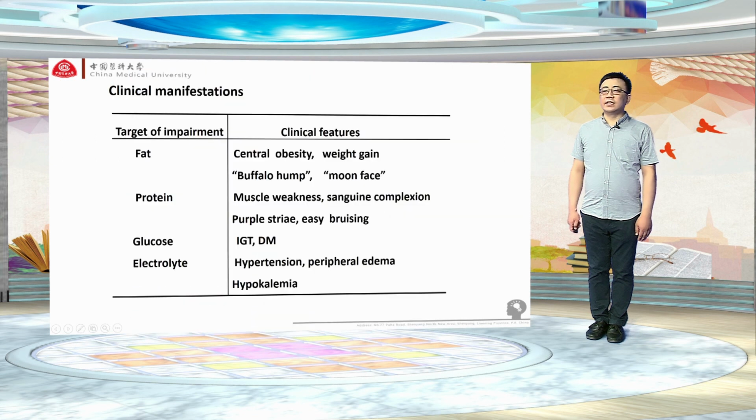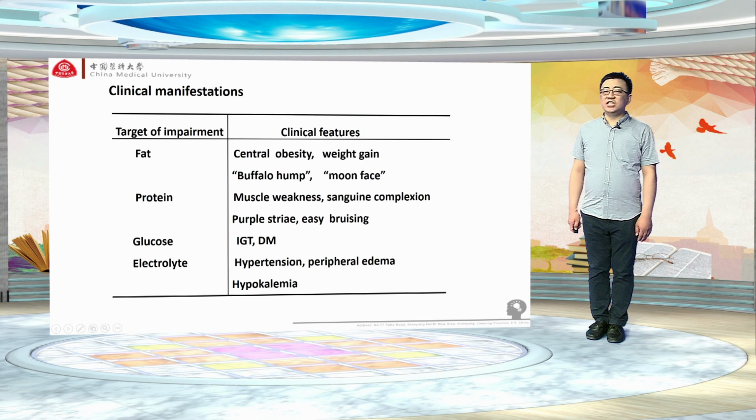And now, let's come to other clinical manifestations of Cushing syndrome. We all know that overproduction of cortisol can affect many organs. For example, for fat accumulation, overproduction of cortisol can cause fat redistribution and cause central obesity, weight gain, buffalo hump, and moon face.